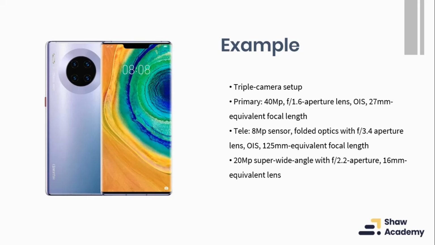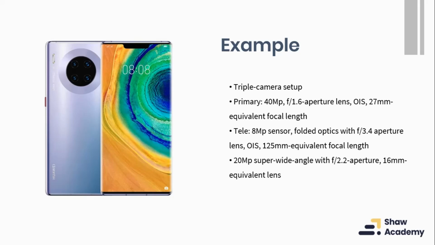Finally then, our super wide, it's 20 megapixels, half the amount of pixels compared to our primary lens, with an aperture of f2.2, quite a standard aperture range, and it's a 16mm. So nearly twice as wide as our 27mm. So again, very, very wide.